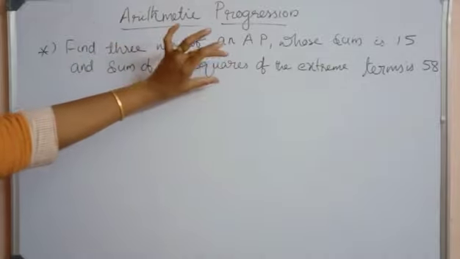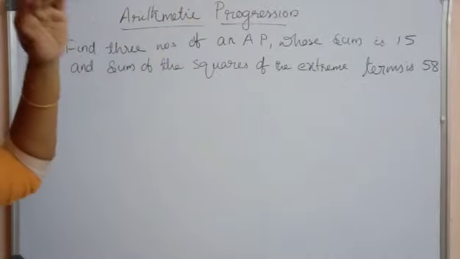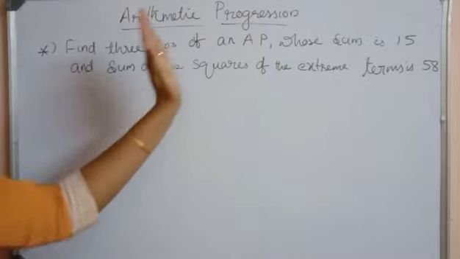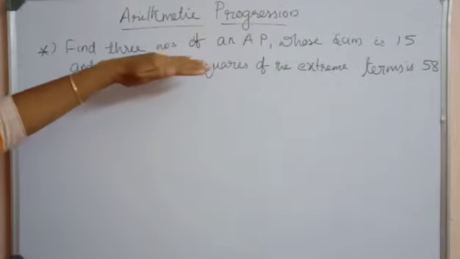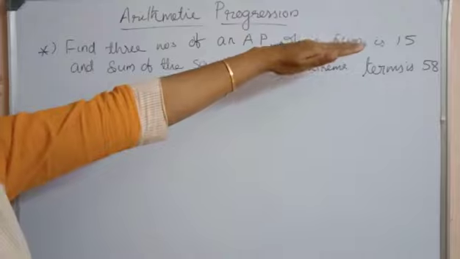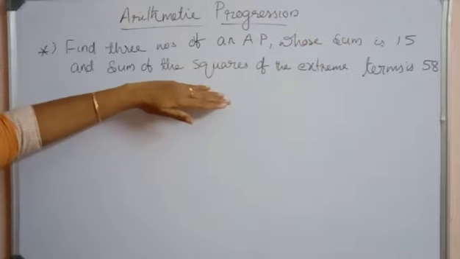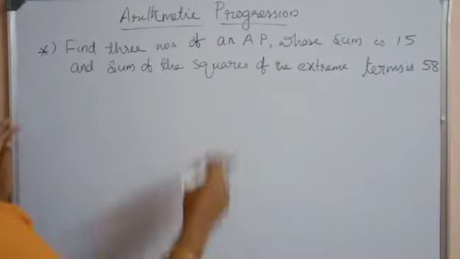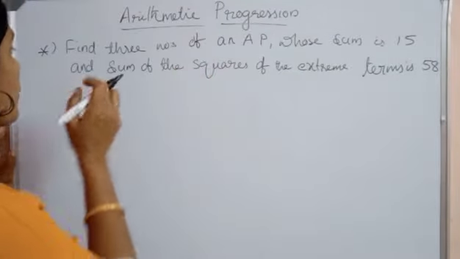Here there's a slight change in the condition. In the previous case, the sum of the numbers as well as the product of the numbers were given, and in this case the sum is given as 15, but the second condition is the sum of the squares of the extreme terms is 58. So first let's consider the terms. What are the three terms?